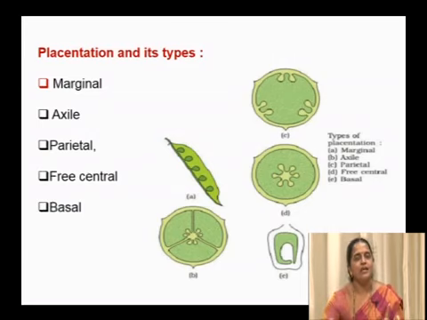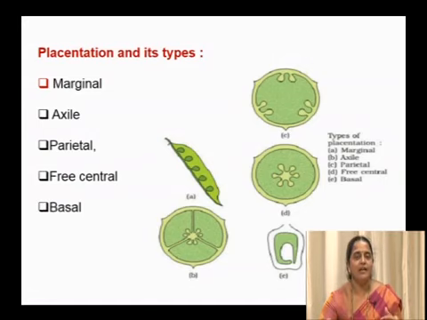So, marginal: ovules along the margin; axial: ovules on the central axis; parietal: ovules along the periphery; free central: ovules freely in the center of the ovary; and basal: at the base.